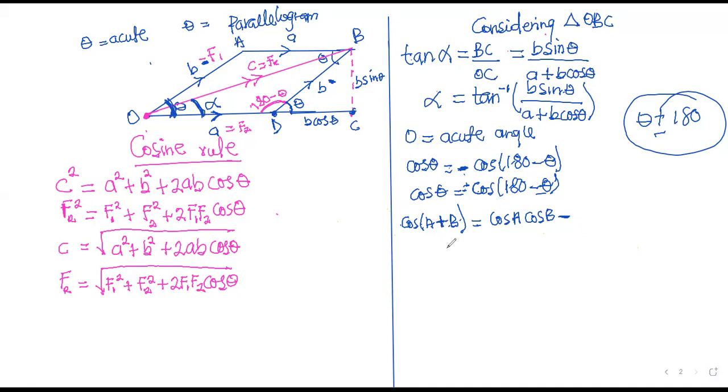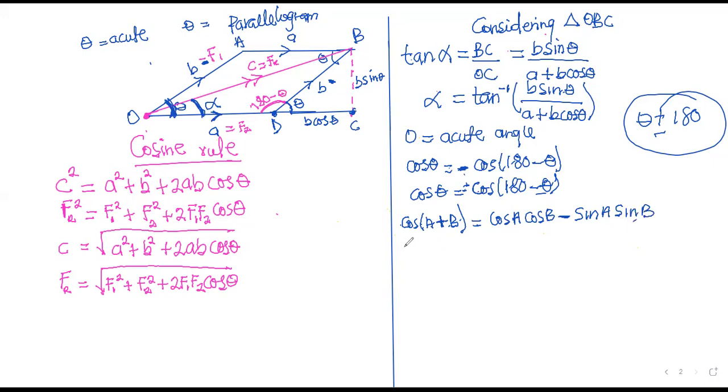So if you have two angles added and you are expressing the cosine of it, cos A plus B is equal to cos A times cos B. The operator here is plus, so the operator must be minus: minus sine of A times the sine of B.